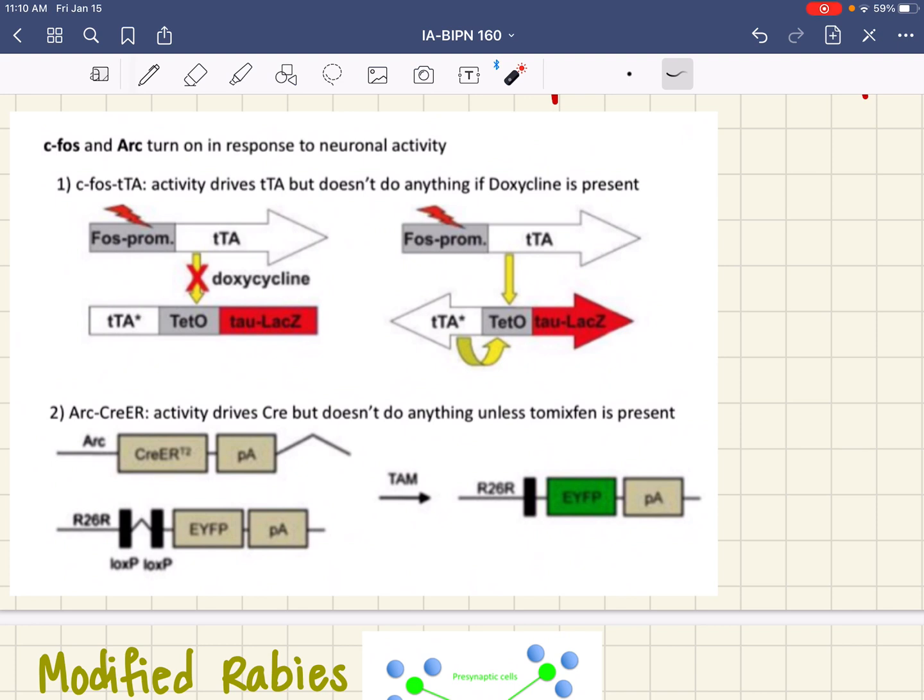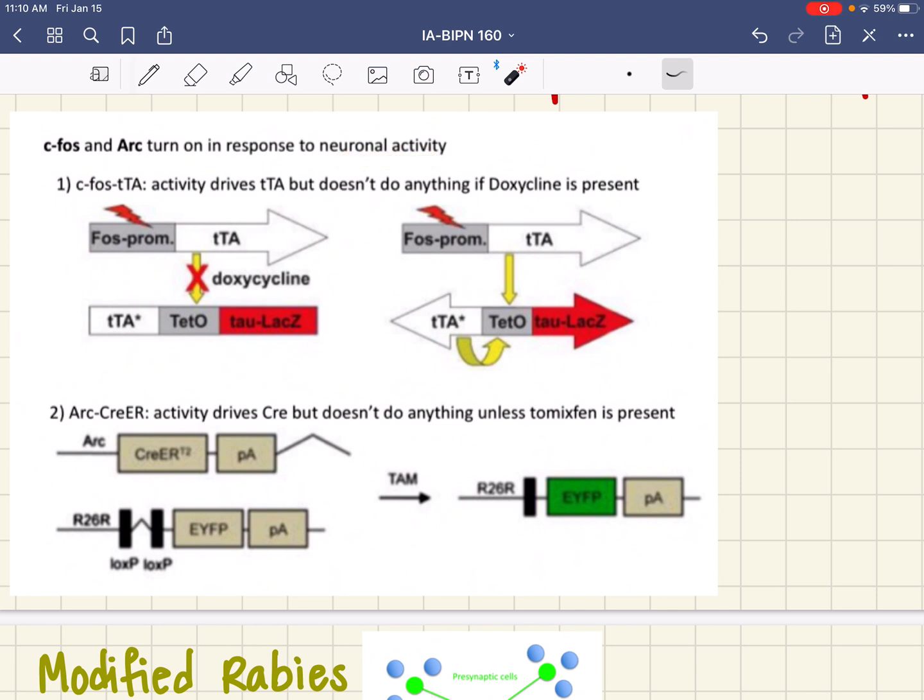Let's talk about CFOS first. What scientists do is they take the promoter region of the CFOS gene, right here, the promoter region, and to the promoter region, they attach a gene of TTA, the transcription factor. Now, once there is neuronal activity, this looks like it zaps the promoter, but it's not an actual zap. It's just that the CFOS promoter becomes activated when there is neuronal activity.